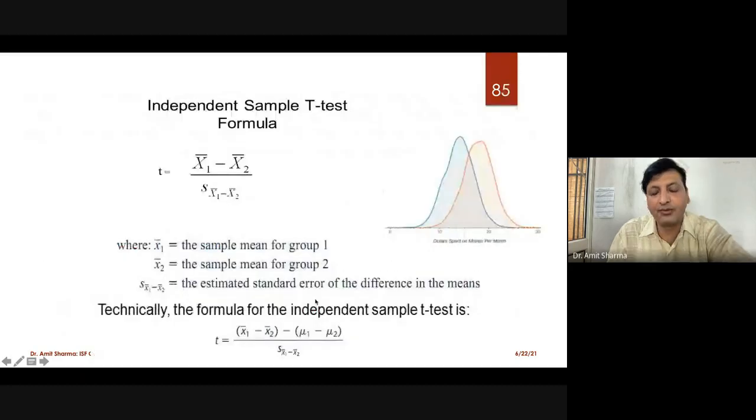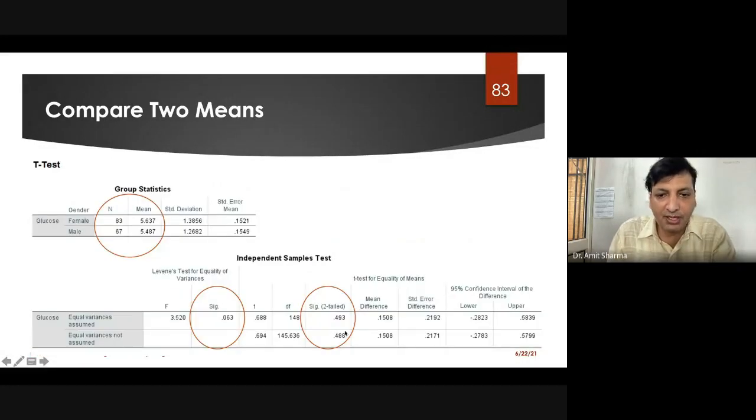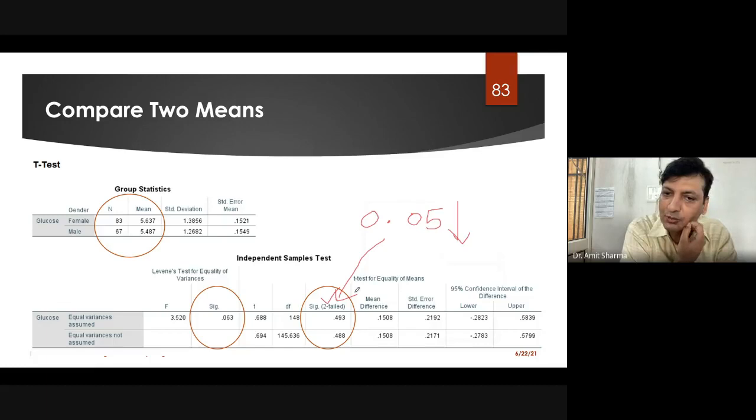So like this, you have to report the results of the independent sample t-test using APA style. The p-value should be less than 0.05 for the test to be significant. Only then can you say that your p-value is less than 0.05, your test result is significant, and there is a difference between the plasma glucose level of male and female.